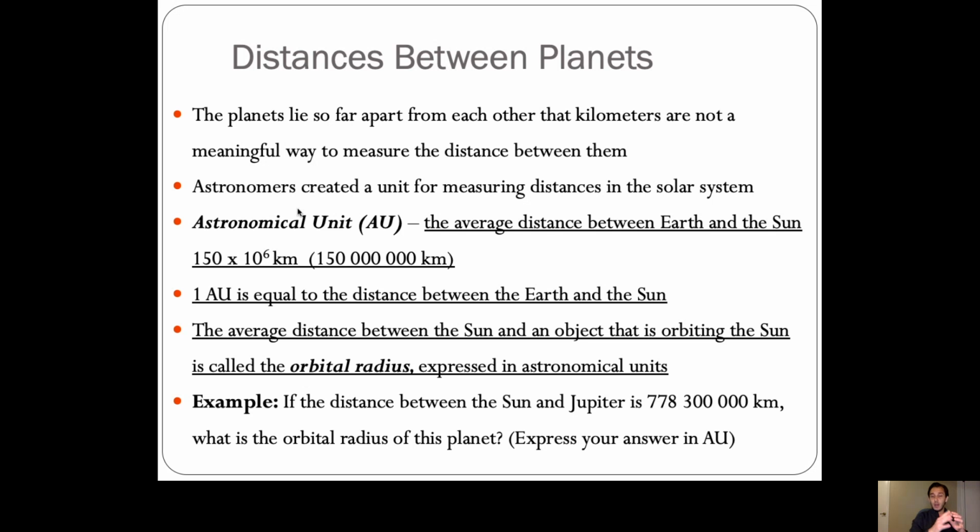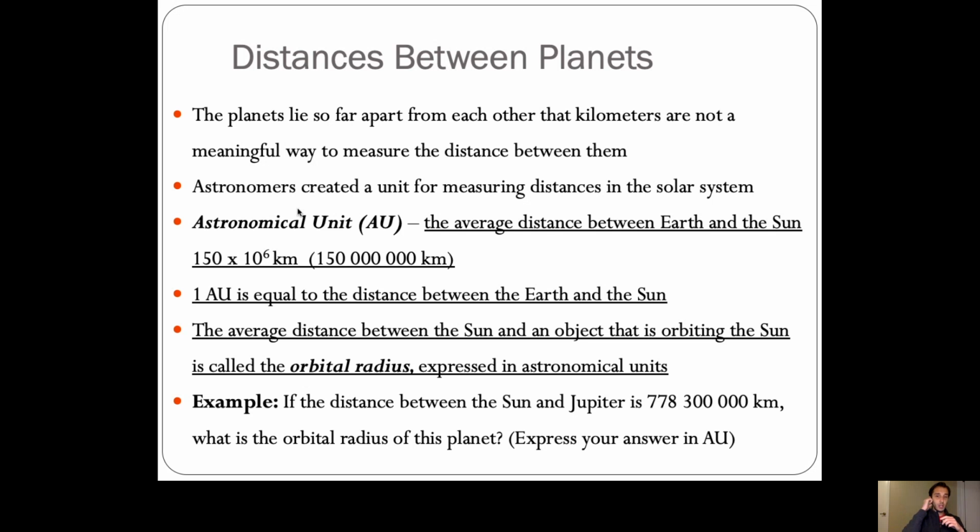The average distance, and we know that distance changes, but the average distance between Earth and the sun, okay, is 150 times 10 to the 6 kilometers, or 150 million kilometers, okay? So that's the average distance between Earth and the sun is 150 million kilometers. And we say that's one astronomical unit, okay? 150 million kilometers, okay? So the average distance between the sun and any object that's orbiting the sun is called its orbital radius, okay? And it's typically expressed in astronomical units.